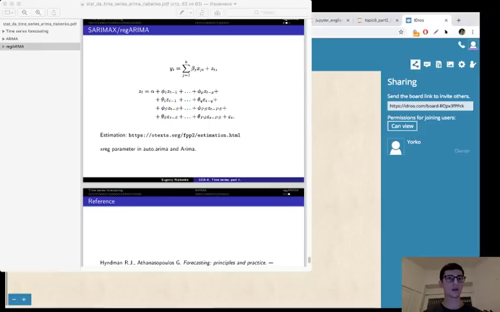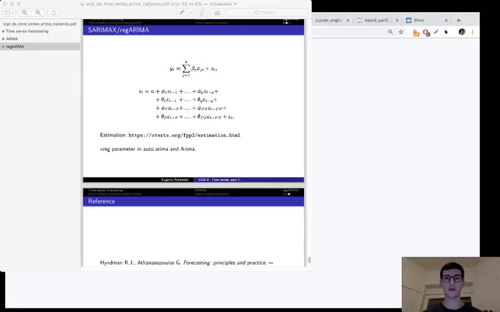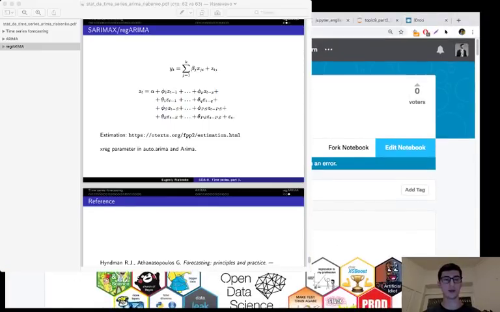Now let's take a look at the implementation of this whole pipeline. So how do we actually analyze time series with ARIMA?